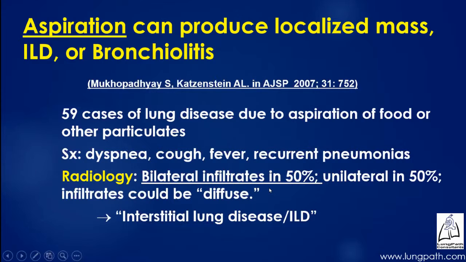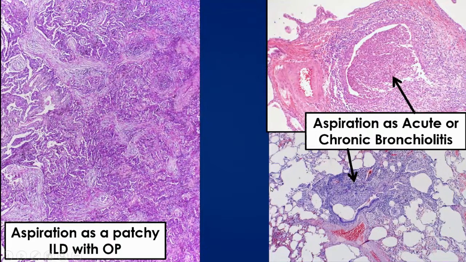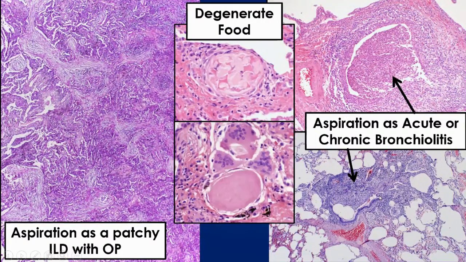Hence, these patients will come to biopsy with a diagnosis of interstitial lung disease. So here's a couple of cases. On the left, you see aspiration with organizing pneumonia. And remember, it's easy to identify these edematous, ramifying intraluminal polyps of fibroblastic or granulation tissue as the key feature of organizing pneumonia. On the right, the manifestation of aspiration is as either an acute or a chronic bronchiolitis. And in both of these cases, you can find degenerate food.